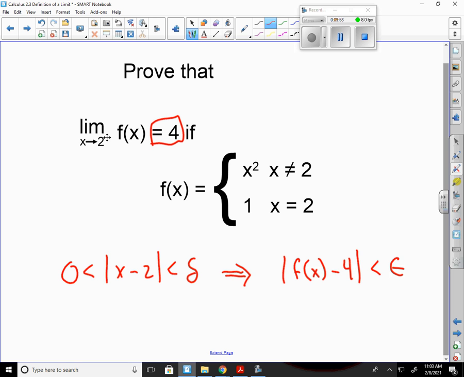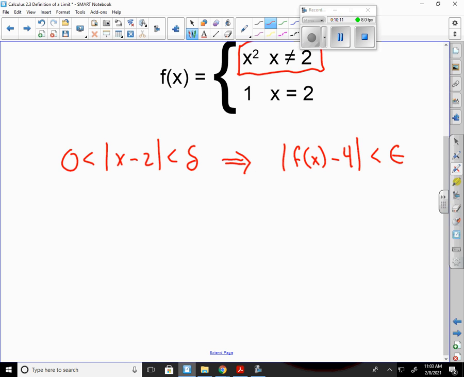So now, since we're looking at the limit as x approaches 2, I'm going to use the top equation because I'm not wanting to know what it is when x equals 2. I'm looking for when it approaches 2. So that's what's going to plug in for my f of x. The absolute value of x squared minus 4 is less than epsilon.